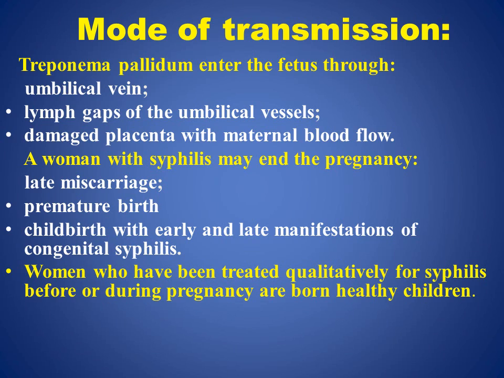Mode of transmission. Treponema pallidum enters the fetus through umbilical veins, lymph gaps of the umbilical vessels, and the damaged placenta with maternal blood flow. A woman with syphilis may end the pregnancy with late miscarriage, premature birth, or childbirth with early and late forms of manifestation of congenital syphilis. Women who have been treated qualitatively for syphilis before or during pregnancy give birth to healthy children.